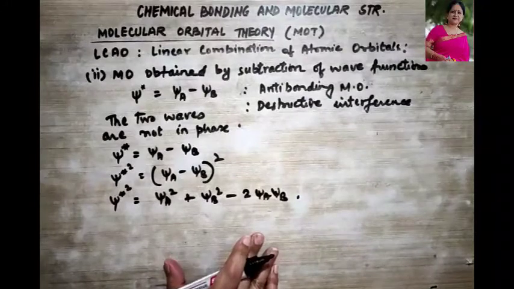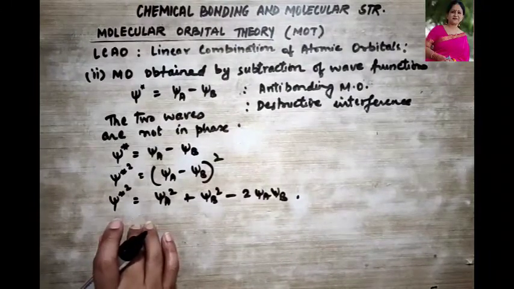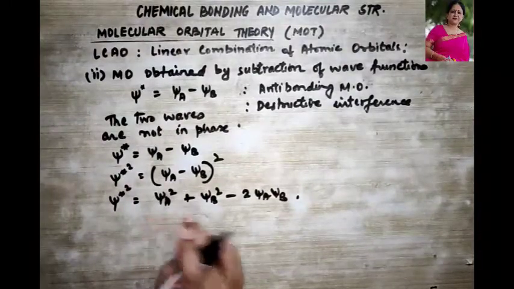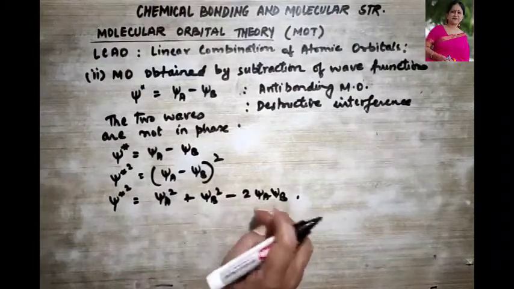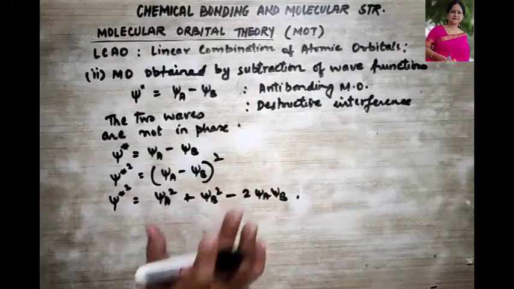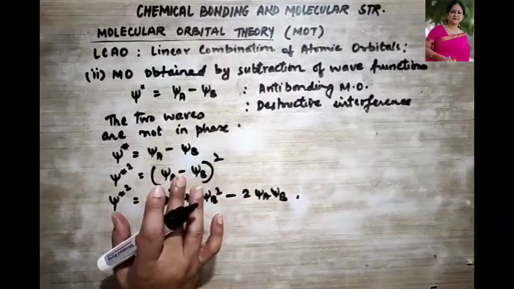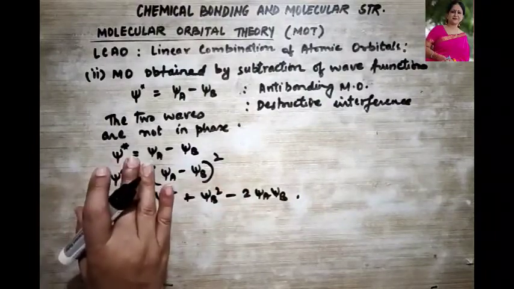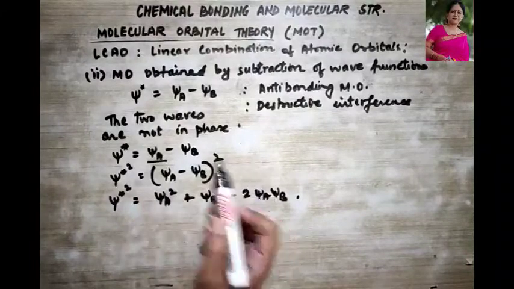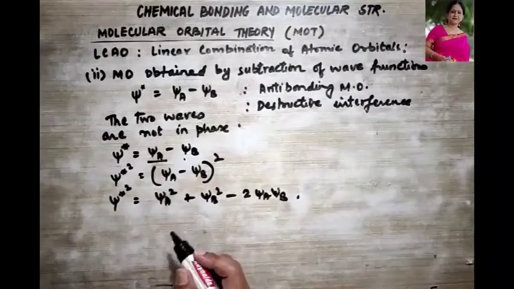So over here we see that psi anti-bonding squared is less than wave function A squared plus wave function B squared minus 2 wave function A and B. So this shows that the probability of finding the electrons in the anti-bonding molecular orbital is less, either by your wave function A or by your wave function B, right? So let us see this diagrammatically.